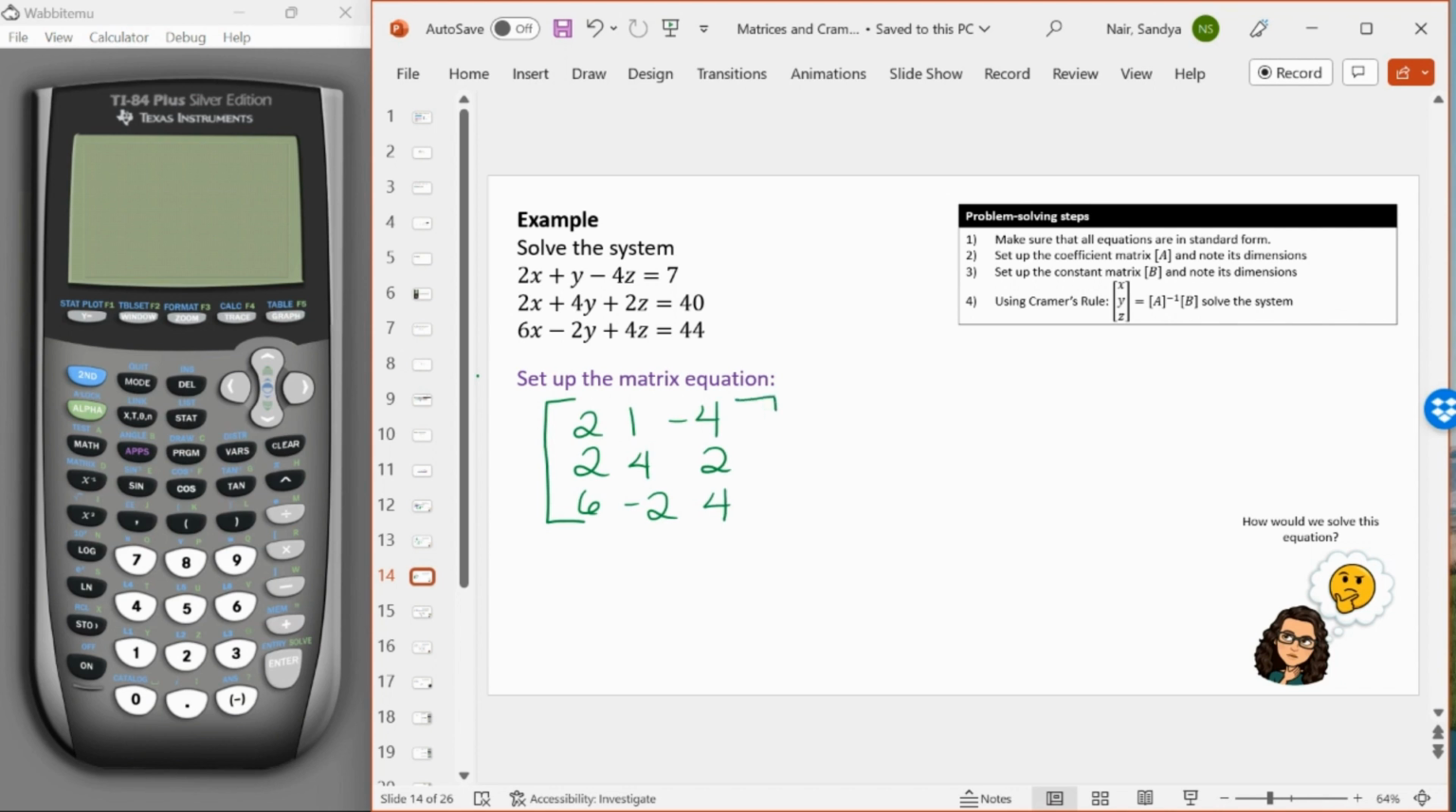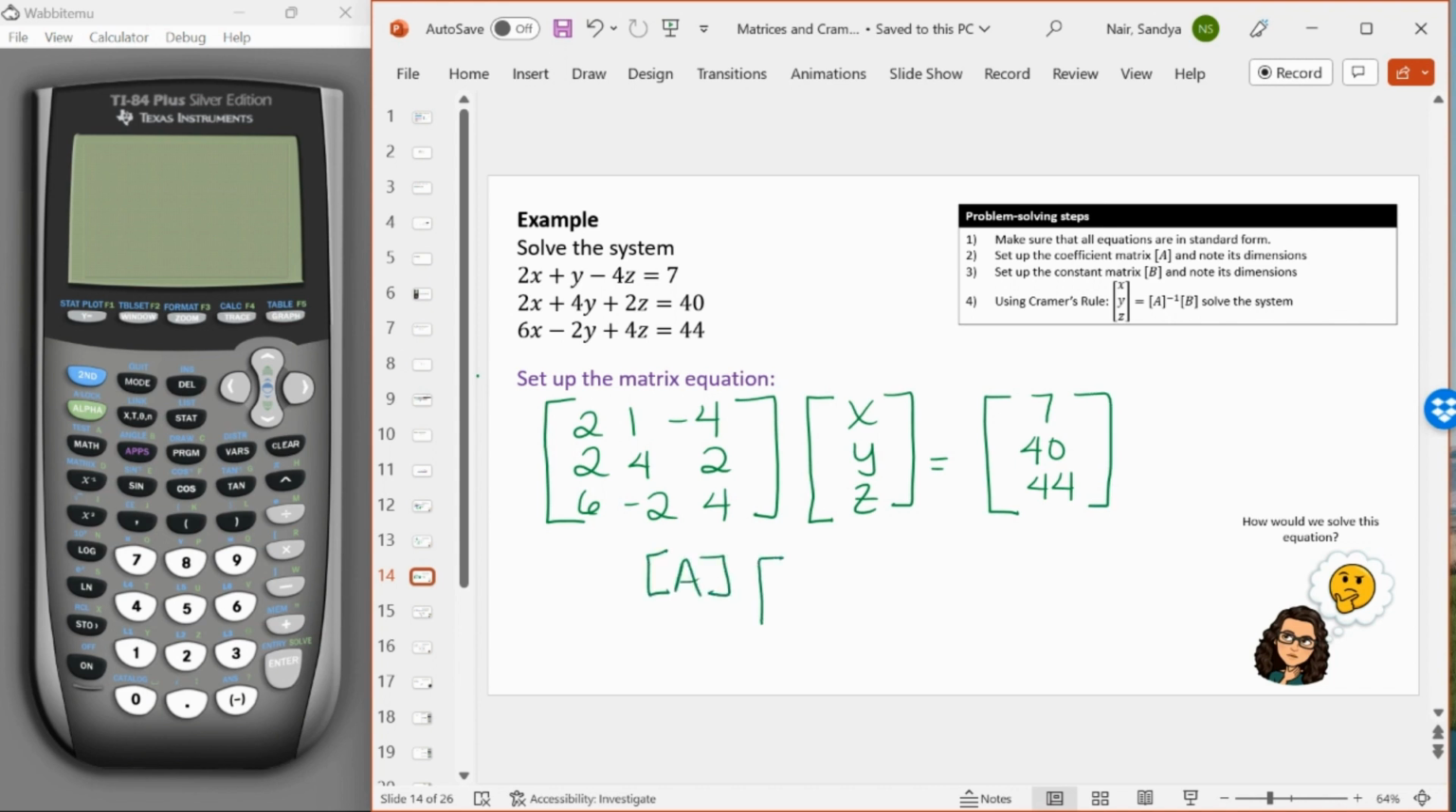Remember, this was my matrix A times my variable matrix. So my variables in this system are x, y, and z. And that is equal to my constant matrix, which is 7, 40, and 44. So in other words, I can basically say that matrix A times x, y, z is equal to my constant matrix, matrix B.